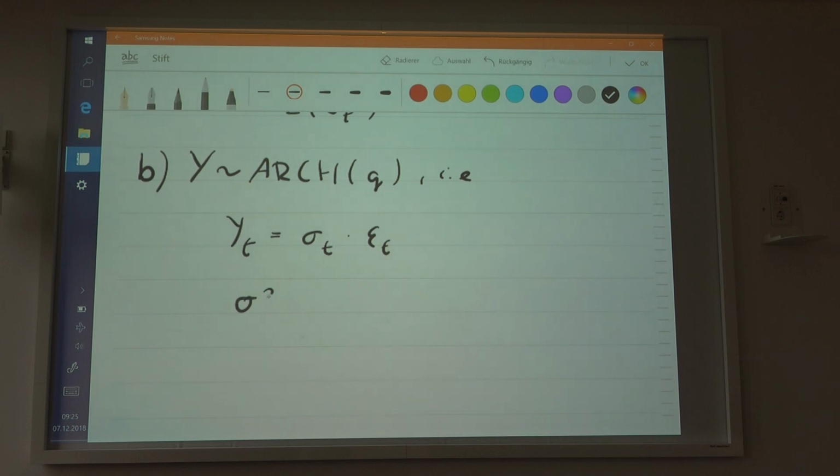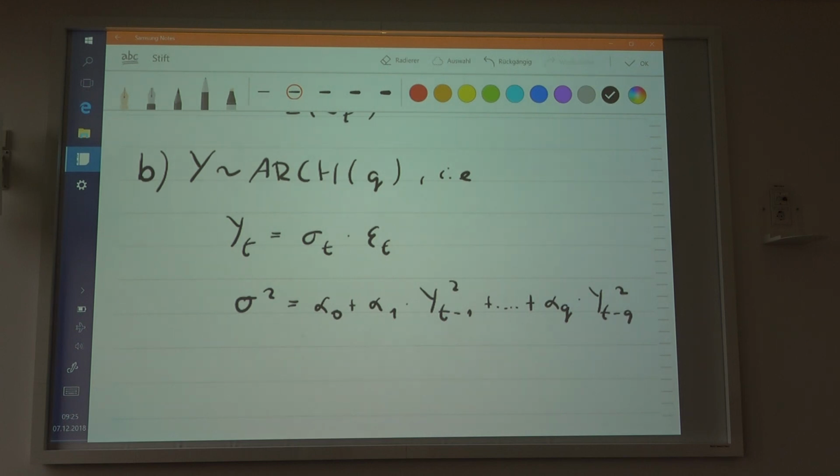And where sigma squared is equal to alpha 0 plus alpha 1 times y_{t-1} squared plus and so on, plus alpha 3 times y_{t-2} squared. Okay, so that's what an ARCH process is. And here you need to show that the conditional variance of the process is equal to sigma squared.